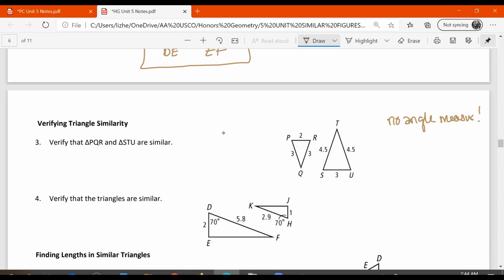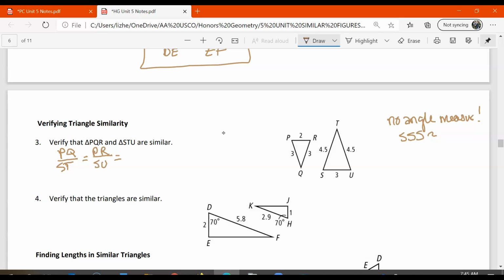So therefore, my only option is going to be SSS similarity, right? So let's see if that works. In order for SSS to work, all my proportions have to be the same. So if I would put this little triangle on top of this big triangle, how would it line up? Well, I think I would have PQ on top of ST. I'm just writing out my proportions. And then I would have PR on top of SU.